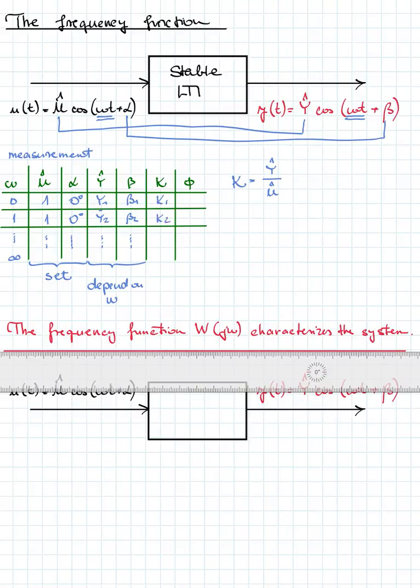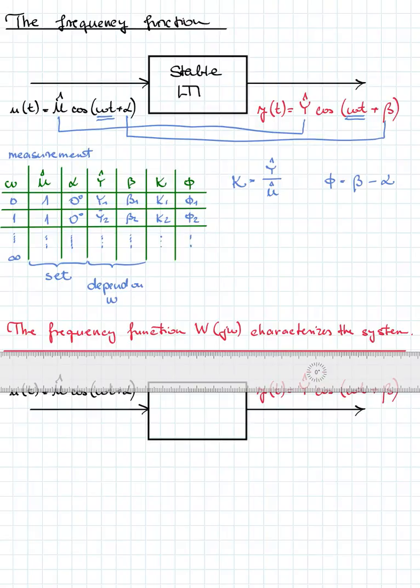For example, k1 is equal to y1 divided by 1. k2 is equal to y2 over 1, because u hat is always 1 in this case. The second is phi. We are going to get phi as the difference of the output angle and the input angle, so beta minus alpha. So it gives us a value for phi 1, another value for phi 2, and so on.